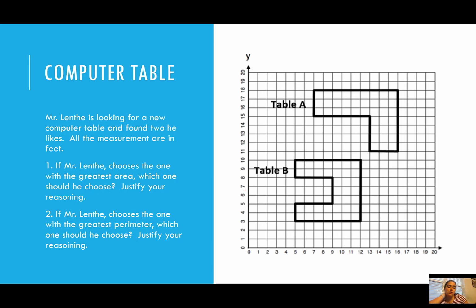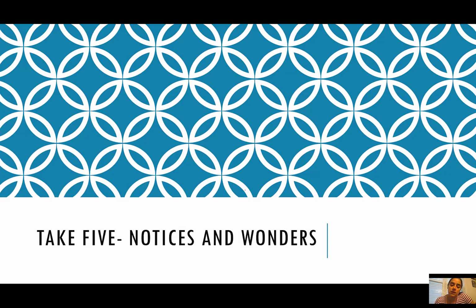Number 1, if Mr. Lengthy chooses the one with the greatest area, which one should he choose, and justify your reasoning? Number 2, if Mr. Lengthy chooses the one with the greatest perimeter, which one should he choose? Justify your reasoning. I'm going to give you a moment and go ahead and write down things you notice and wonder about this particular problem.